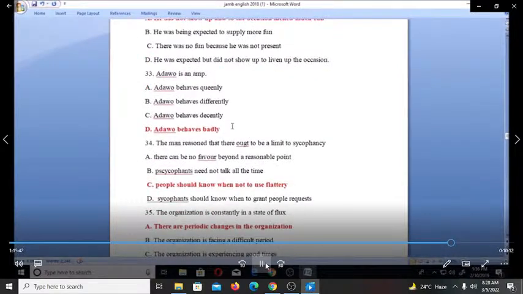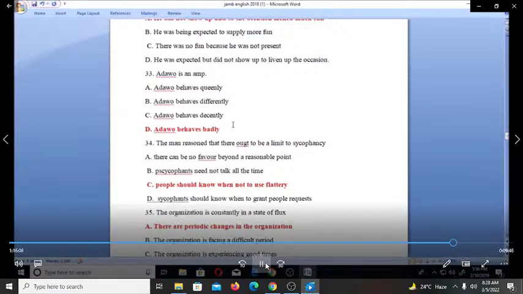The man reasoned that there ought to be a limit to sycophancy. A, there can be no favor beyond the reasonable point. B, sycophancy need not talk all the time. C, people should know when not to use flattery. D, sycophants should know when to grant people's requests.